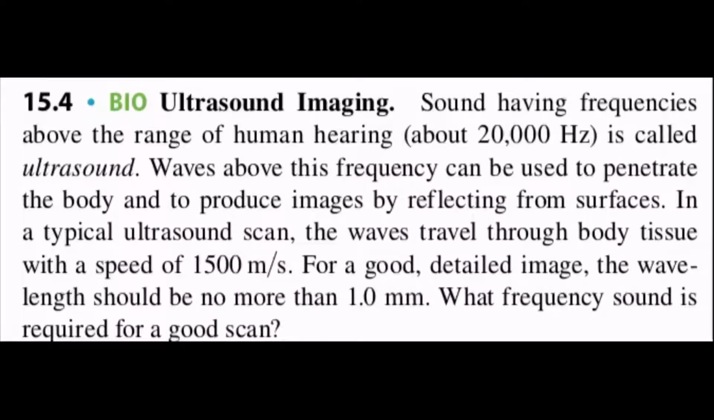So our first question would be a biology question on ultrasound imaging. In a typical ultrasound scan, the waves travel through the body's tissue with a speed of 1,500 meters per second. For a good detailed image, the wavelength should be no more than 1.0 millimeter, and we are asked to find what frequency of sound is required for a good scan.